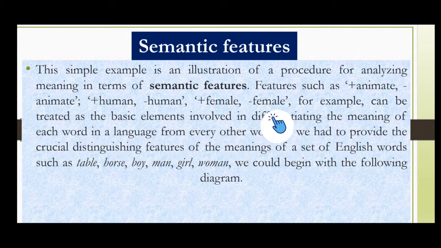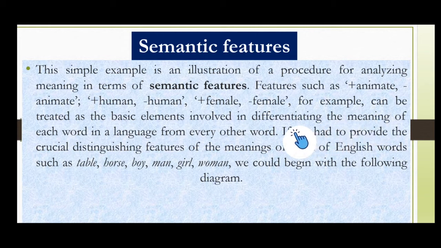If we take the example of a boy, we can put plus animate in front of a boy, we can put plus human in front of a boy, and then minus female in front of a boy. And if we take the example of a girl, we will put plus animate, plus human, and we will put plus female. So through this procedure, we can differentiate the meaning of a boy from the meaning of a girl. Now let's take another example.